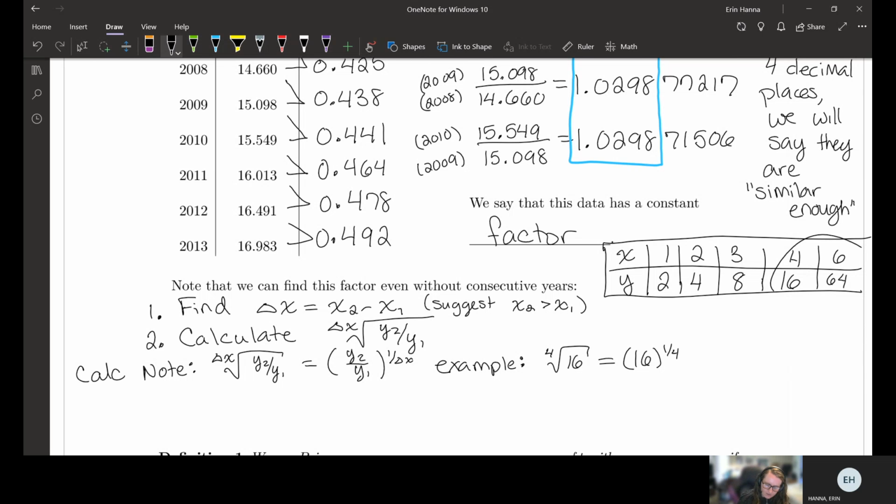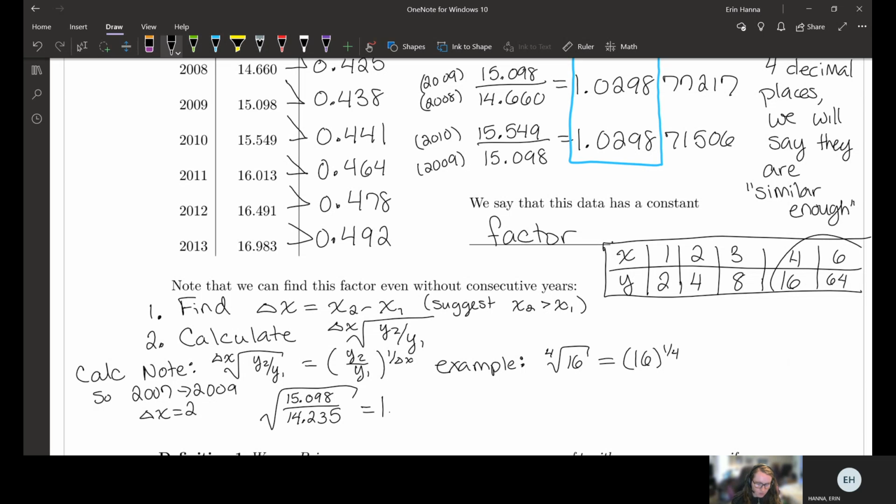So for instance, for this year example above, let's look at, say, 2007 to 2009. Well, then delta x would be 2 because the difference between 2007 and 2009 is 2. So we'd want to be taking the square root of the population in 2009, which was 15.098, divided by the population in 2007, which was 14.235. Technically, when we have the square root, we don't need that little 2 out front. We can just write a square root.